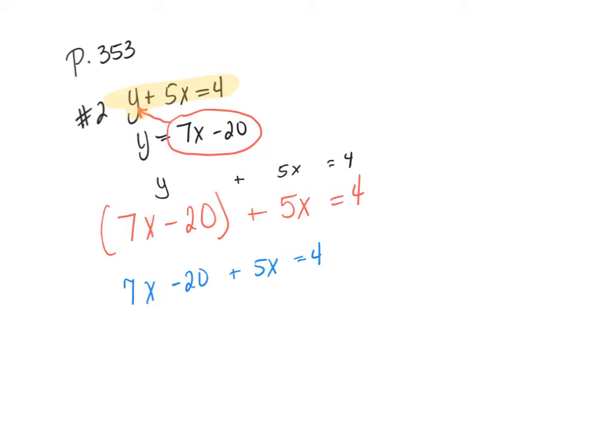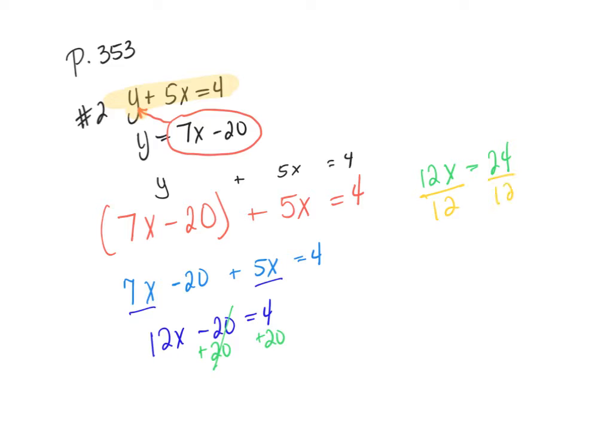What are our like terms here? Right, so my 7x and my 5x give me a 12x minus 20 equals 4. I want to get that 12x completely by itself, so I'm going to add 20. So I have 12x equals 24. My final step to solve for x is divide by 12. So x here equals 2.